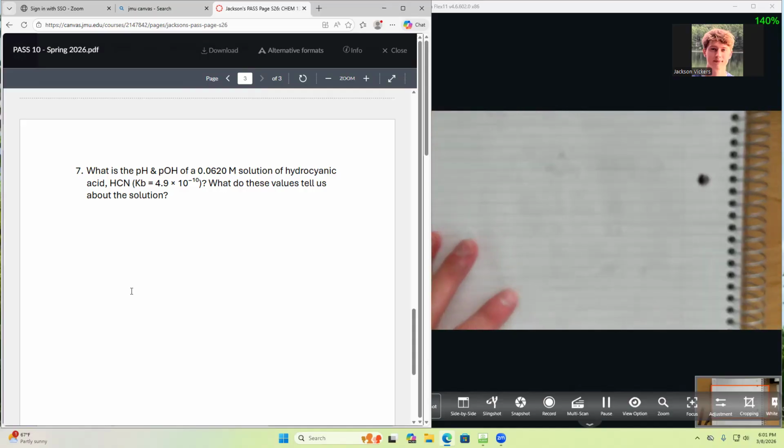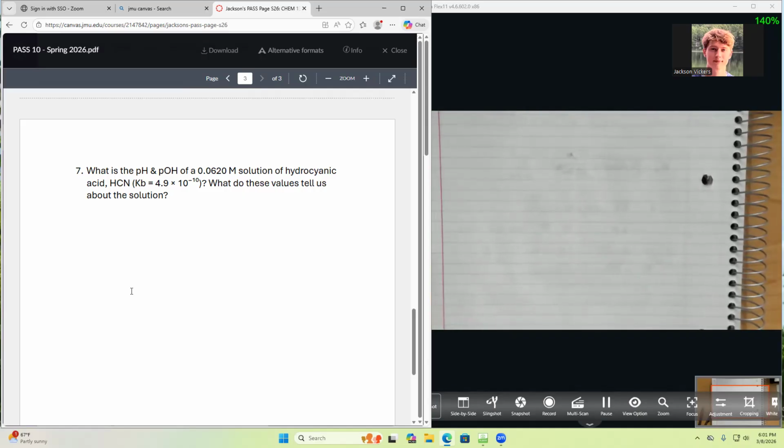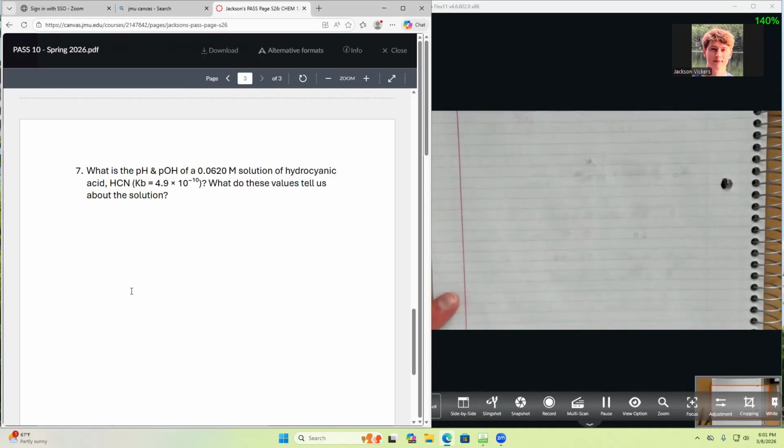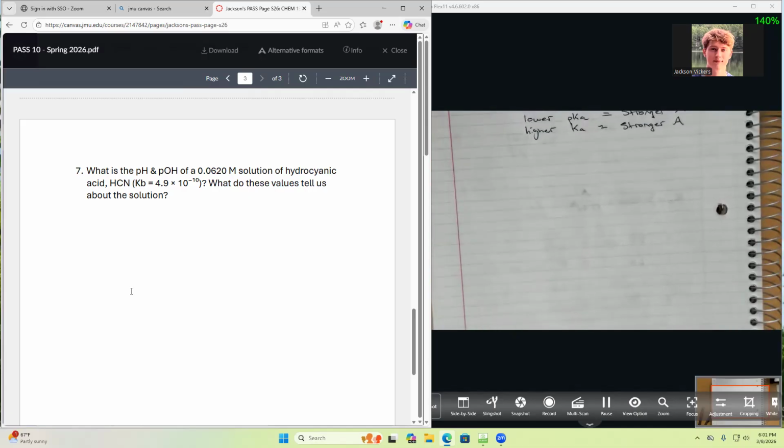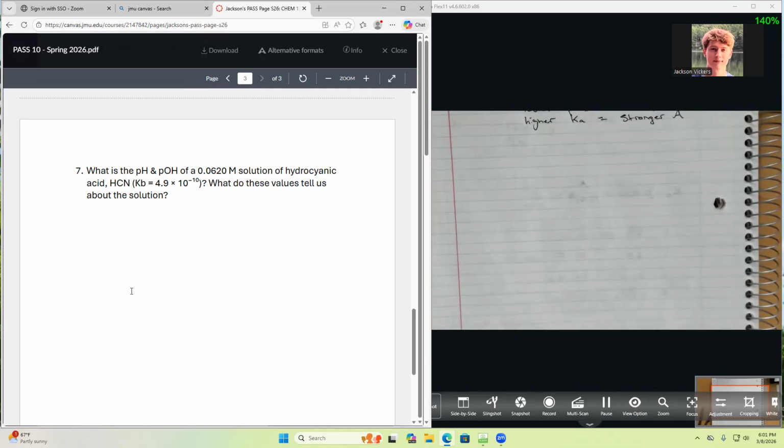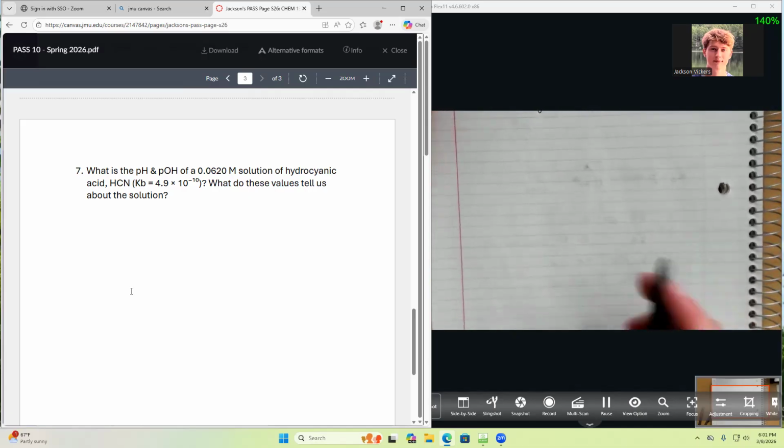I want to make a small adjustment to this one because on Friday he said that if he ever gives you a Ka, assume it's an acid. If he gives you a Kb, assume it's a base. I guess that's what he's doing now. It used to be where sometimes you would be given a Kb, but you need to turn it into a Ka. So real quick, let's go over this.